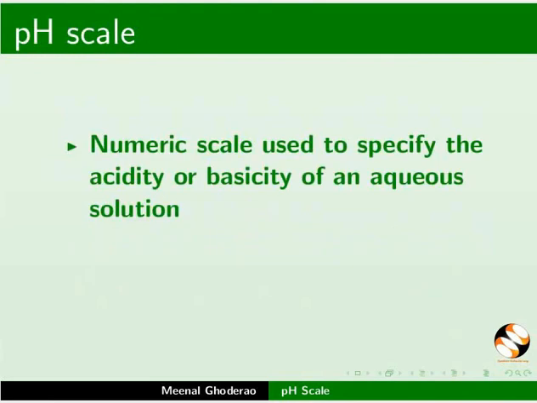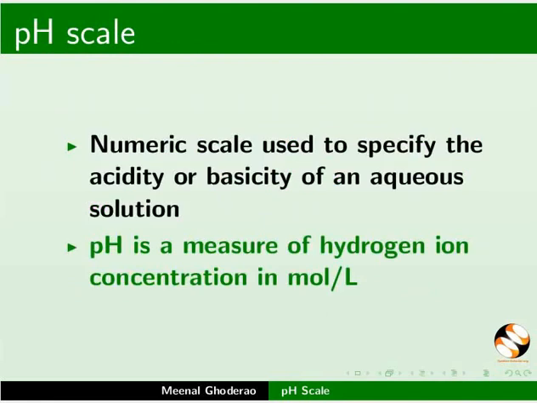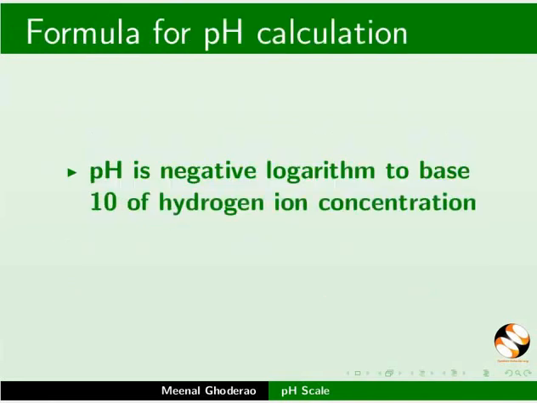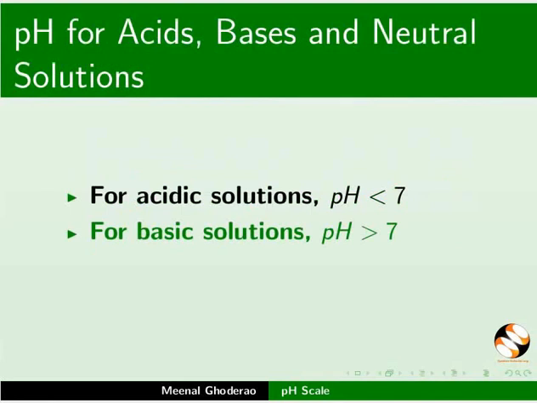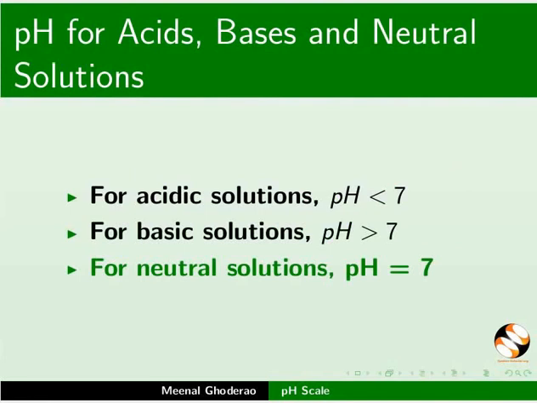pH scale is a numeric scale used to specify the acidity or basicity of an aqueous solution. pH is a measure of hydrogen ion concentration in mole per liter. pH is negative logarithm to base 10 of hydrogen ion concentration. For acidic solutions, pH is less than 7. For basic solutions, pH is greater than 7. For neutral solutions, pH is equal to 7.